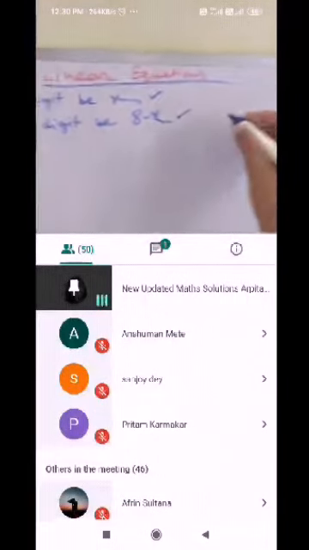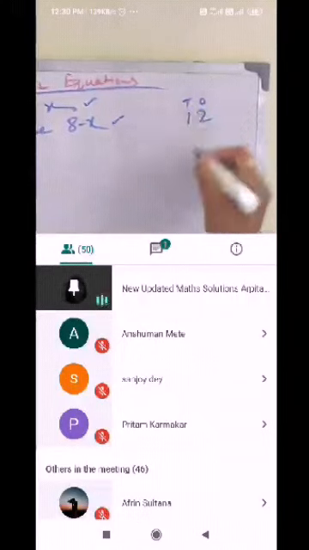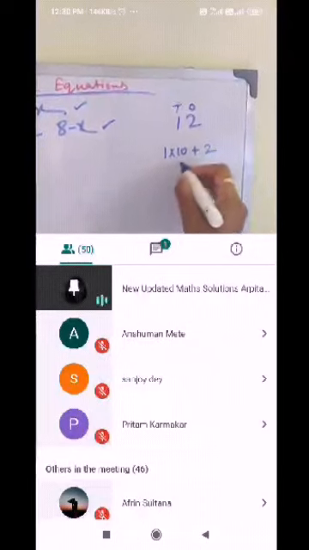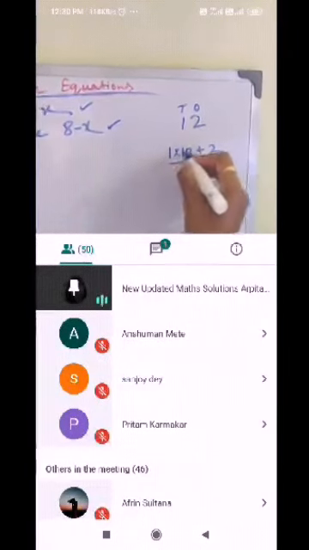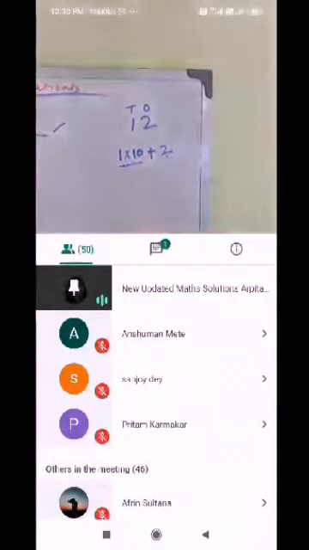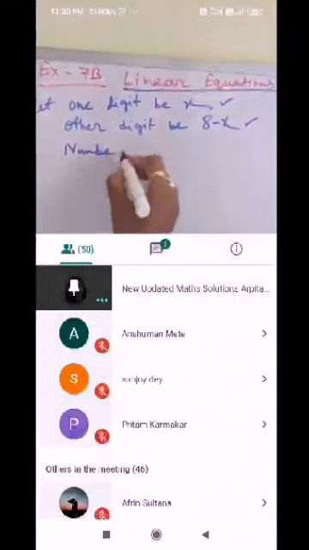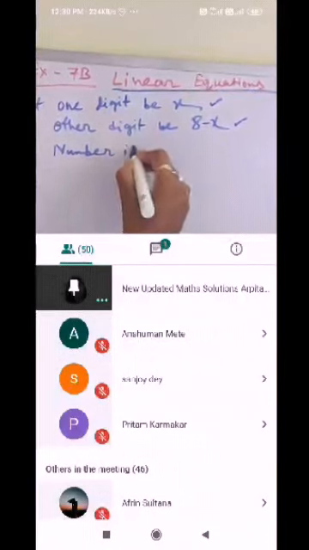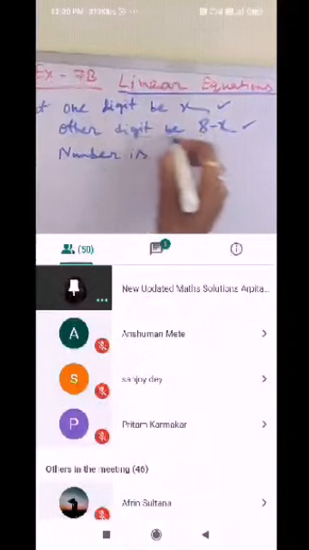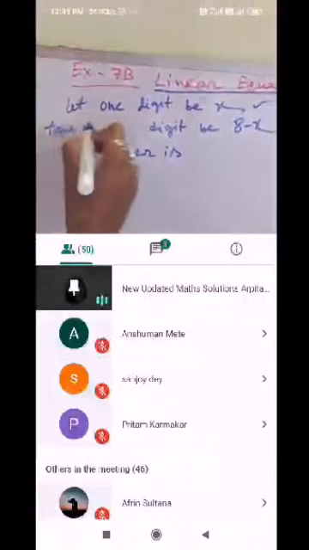Then how will the number be? Suppose I take 12: this is the 1's place and this is the 10's place. Then the number will be 10 plus 2. This is the tens place digit 1, so 10, plus the 1's place digit 2. Here it will be the same thing. The number will be 10 times the tens place digit, so you write that.